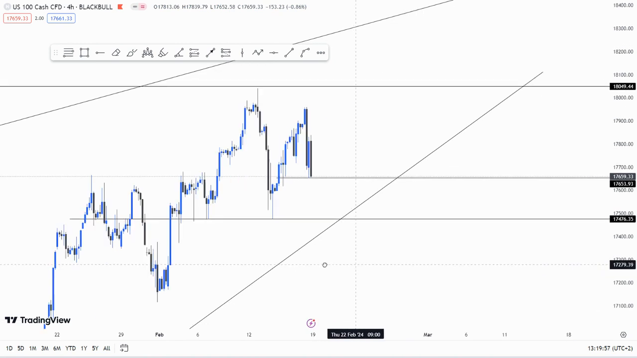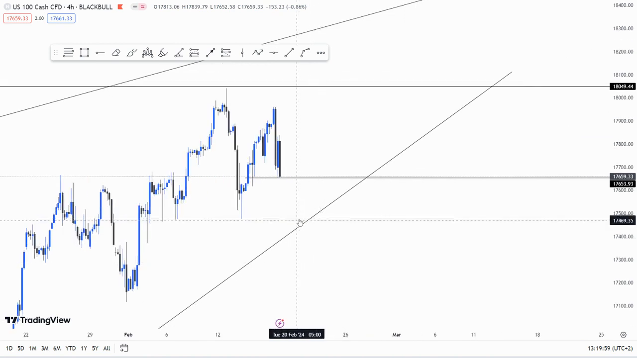So there are more opportunities of the market reversing from this level and going back to the top side. Or if the market breaks this trend right here, I am waiting for the market to give me more selling opportunities.